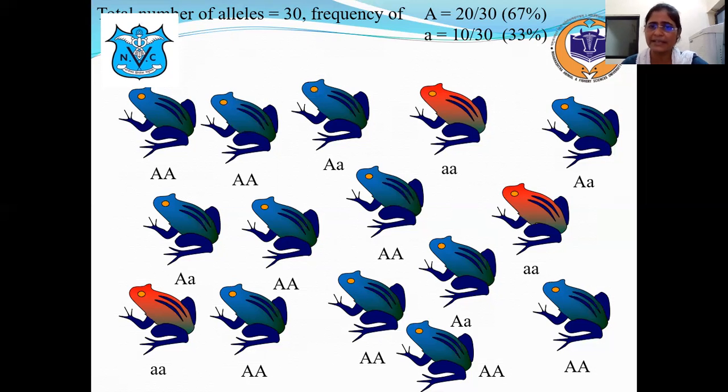Similarly, for small a allele, we will have heterozygote genotype. We have to add alleles from the heterozygote genotype with the homozygous recessive genotypic individuals. So total number of small a alleles are 10. 10 divided by total number of alleles present in the population, and we will have 30 alleles. So our allelic frequency is 33%.